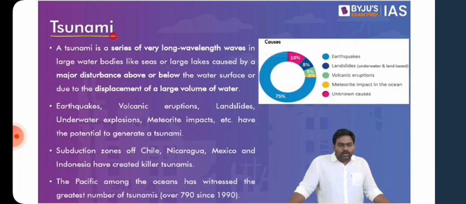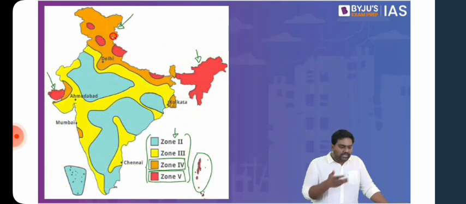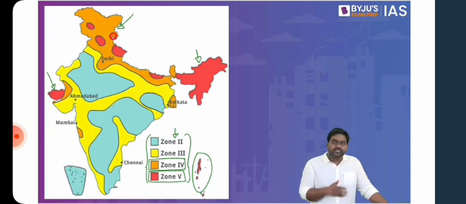Abhishek is asking, why not zone 1 in map? If you're referring to the hazard map over here, according to seismologists, there's no point in listing zone 1. Zone 1 is a safe zone. Only those zones which witness any kind of seismic activity are listed in the hazard map. So zone 1 is not even part of a seismic map. It's not even considered, because those are very stable regions.